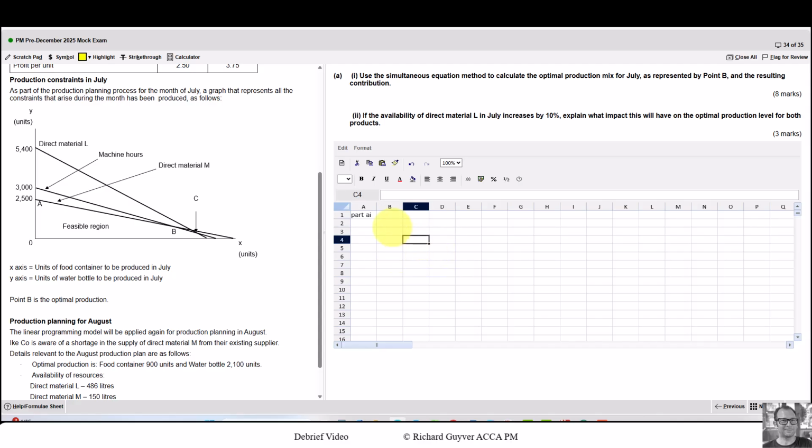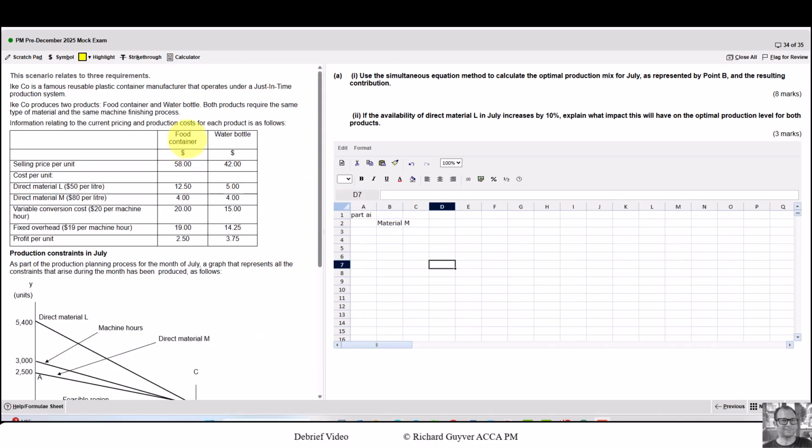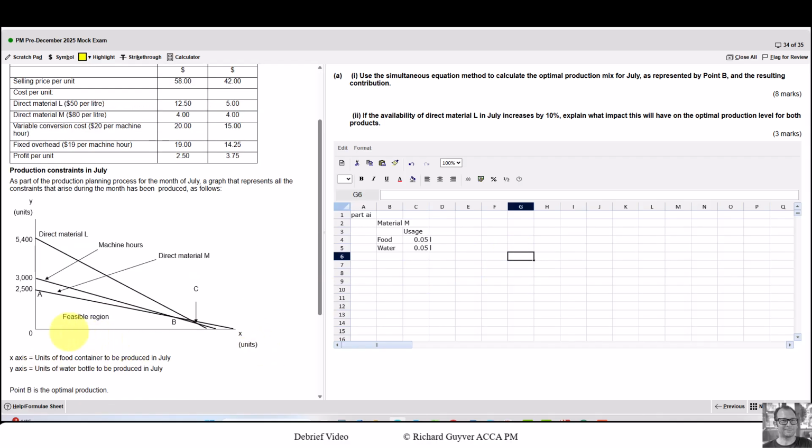We can see this is for direct material M. When making a food container, the cost of M is $4 and it costs 80 a litre, so the amount used is 0.05 litres. And then for the water bottle, it's exactly the same because it's 4 used for production and it costs 80, so it also uses that for water. And just as a reminder of the units, the x-axis shows us the food, and the y-axis shows us the water bottles.